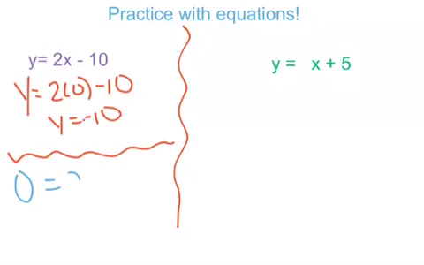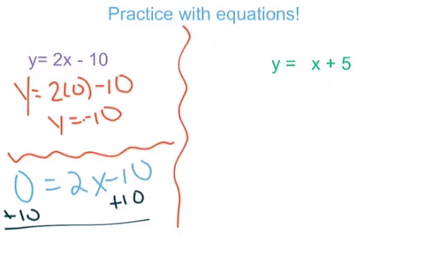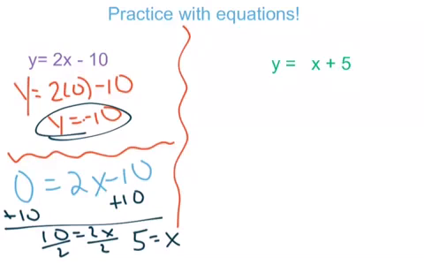And then this is going to equal 2x minus 10. Again, you can subtract 2x on both sides or add 10 on both sides, so it's your choice. We'll get the same answer. I'm going to add 10 on both sides, just to shake it up a little bit. So we have 10 equals 2x. To solve for x, let's divide by 2 on both sides. 10 divided by 2 is 5, so the x-intercept is 5. So our y-intercept is negative 10, and our x-intercept is a positive 5.